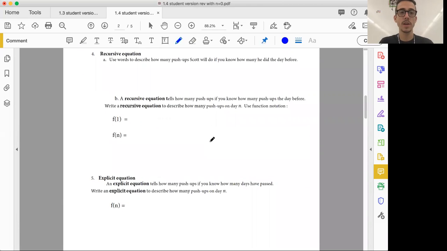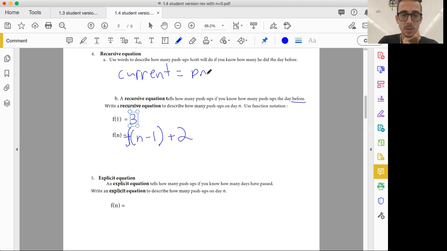Then going to the recursive equation, we're using words to describe what's going on. We need to know how many push-ups were done the day before. So this is going to use f of 1 for an example. So we said that at f of 1, there was 3. And then we're always taking our previous, which we can call f of n minus 1. Then we're always adding 2 to that. In words, we already did this on the previous bit, but I'll write it again, that our current equals our previous plus 2.